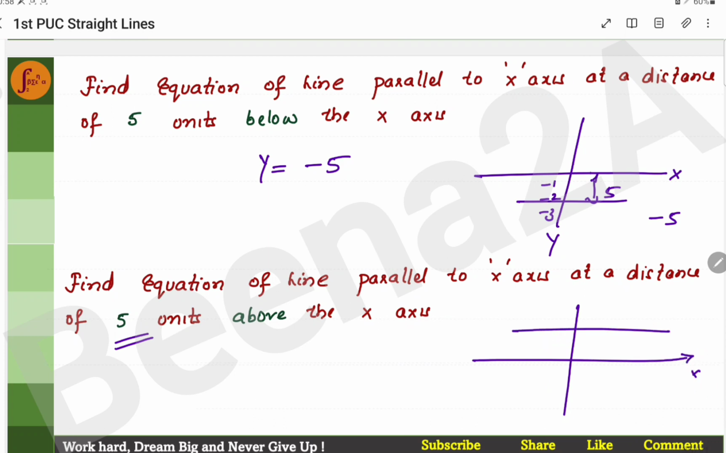Above the line is above the x-axis and the distance is 5 units, right? This is positive because above the x-axis y is positive. Equation will be y is equal to something. What is this something? 5 units. Above the x-axis y is positive, below the x-axis y is negative. So it's going to be y is equal to 5.